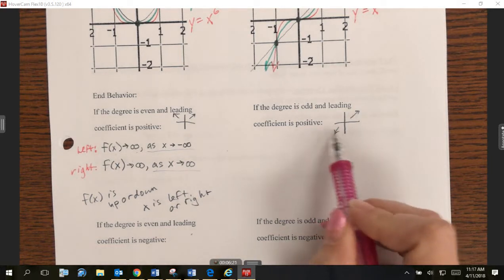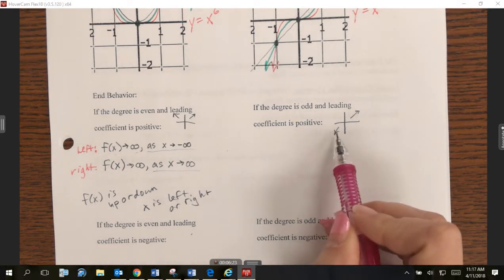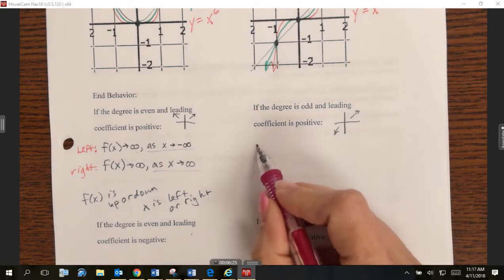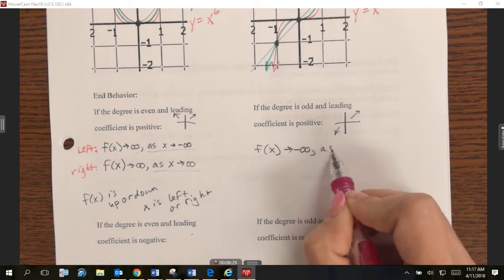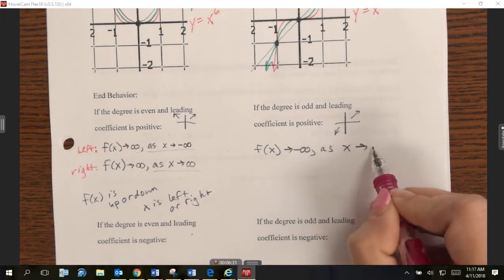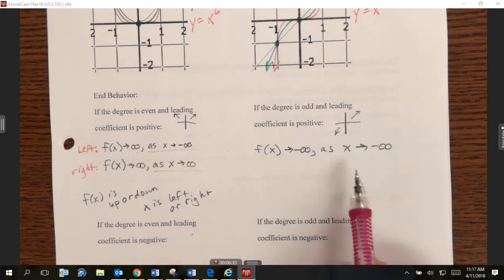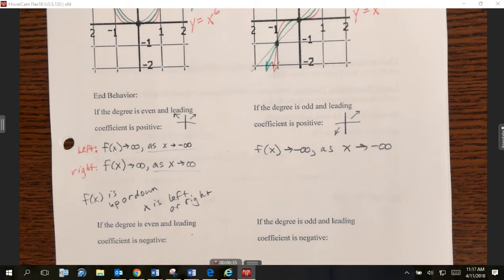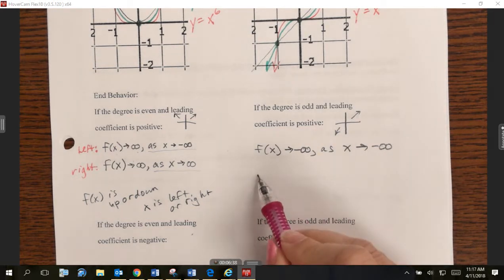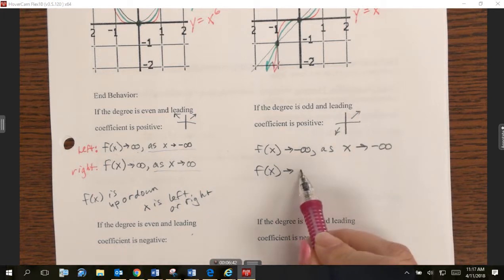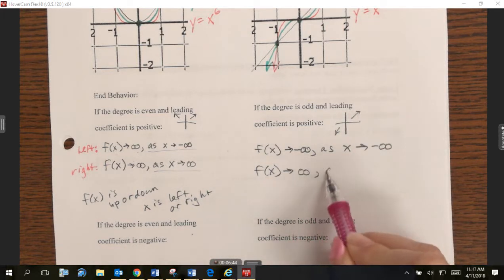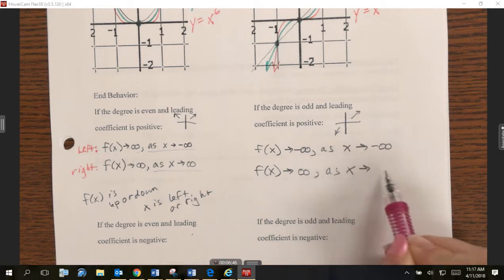So now I look at my left side of the graph and I say, all right, my function is going down. So f of x approaches negative infinity as x approaches negative infinity. So we say to the left, going down to the left. And then the second part, f of x on the right side is going up. It approaches up as x approaches positive infinity.